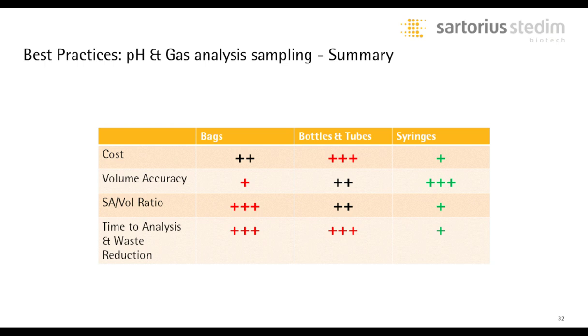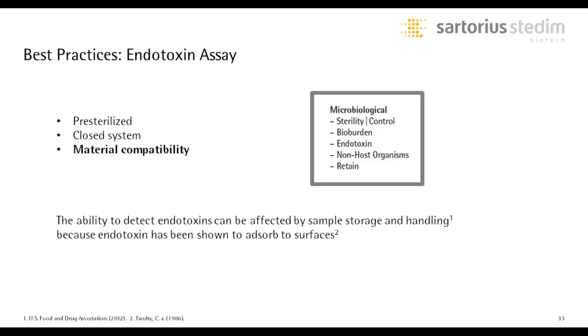So when we compile all of the data and look at the suitability of the various containers for pH and gas analysis, we can see that across all the categories of cost, volume accuracy, surface area to volume ratio, time to analysis, and waste reduction, syringes fare significantly better than bags, bottles, and tubes, and therefore are the recommended collection vessel for this type of analysis.